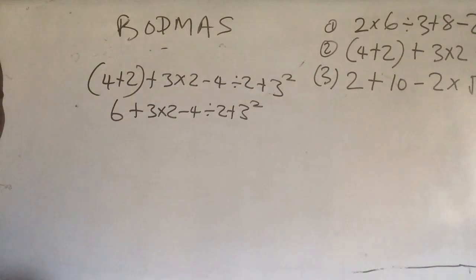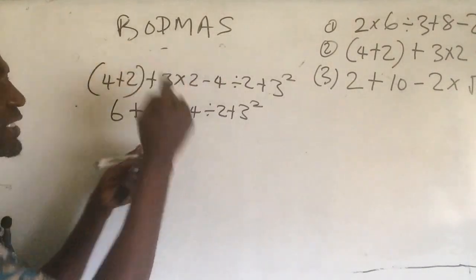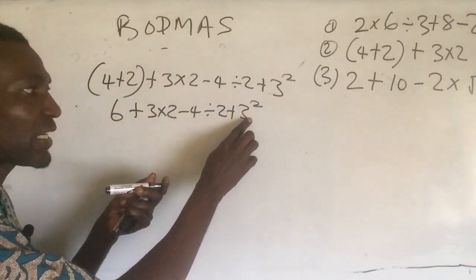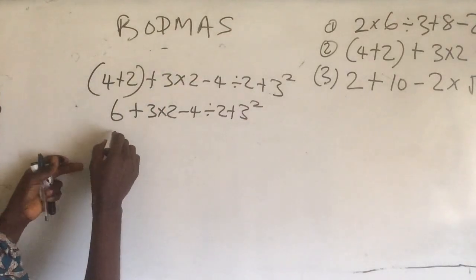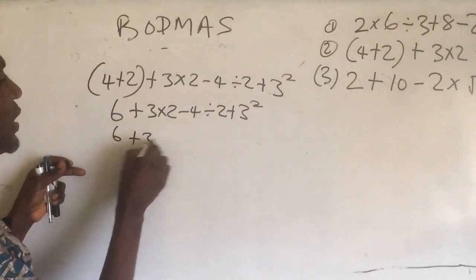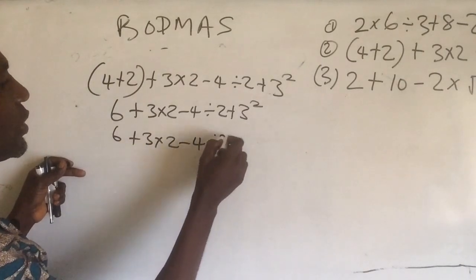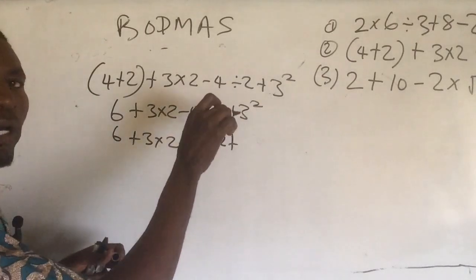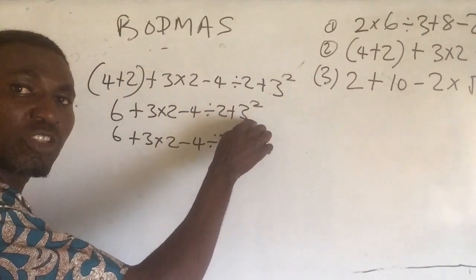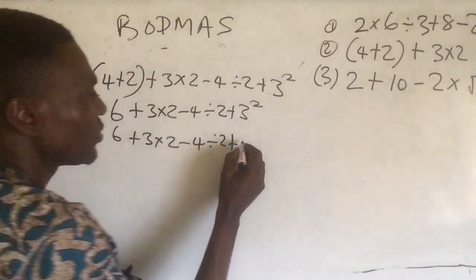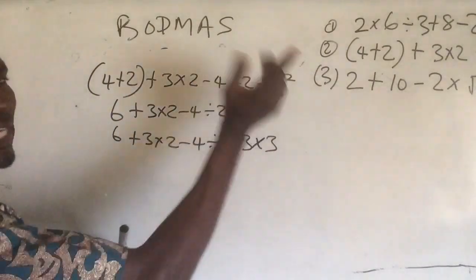Next one is what? Others. Is there any other thing here that is not in the BODMAS? Yes, there is a raised to power, 3 raised to power 2. So you now treat this 3 raised to power 2 first. 3 raised to power 2 means 3 times 3. So 3 times 3, that is what this means. I have taken away this thing.